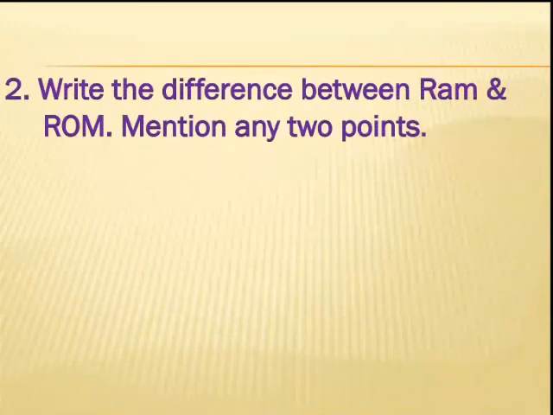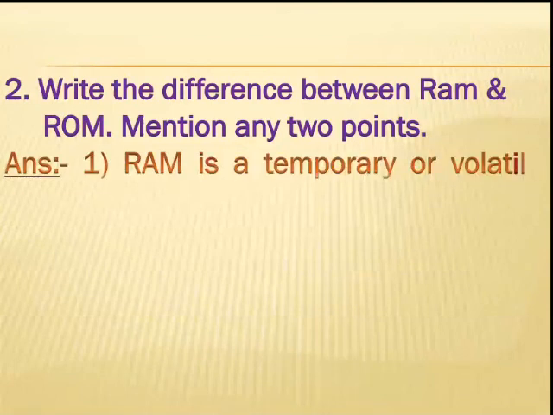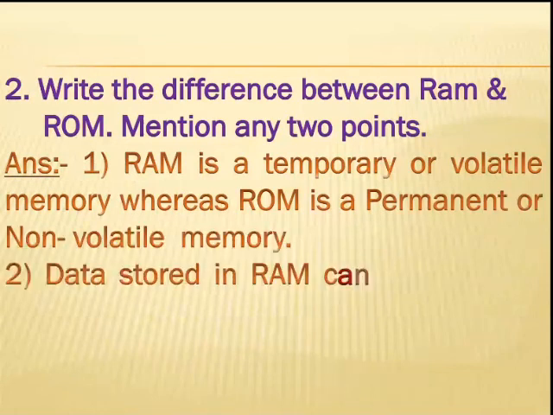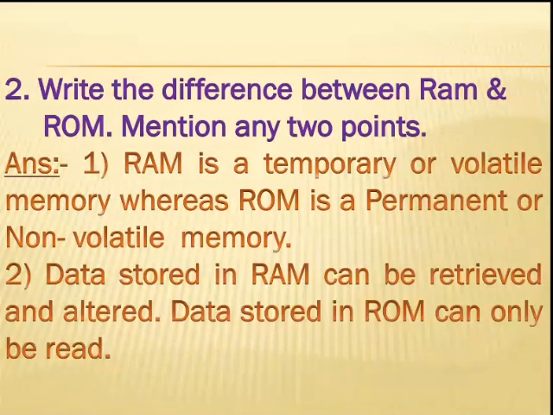The next one is, write the difference between RAM and ROM. Mention any 2 points. Dear children, what is the answer of the second question? What is the difference between RAM and ROM? RAM is a temporary or volatile memory, whereas ROM is a permanent or non-volatile memory. Temporary means, if you switch off the computer without saving or the current goes off, then whatever work you have done will not be saved on RAM.